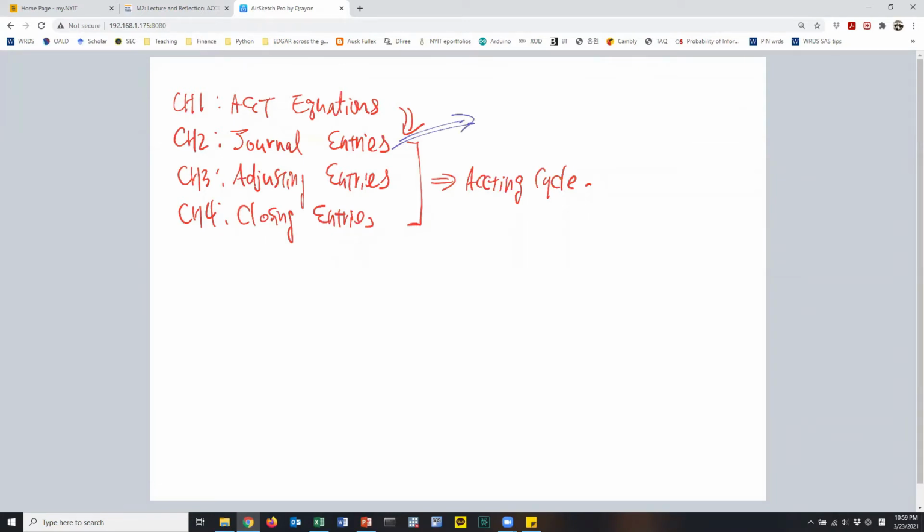Specifically, journal entries are recorded whenever there is a transaction during a period. Period can be anything based on your reporting purpose. It can be a month, it can be a quarter, it can be a year. But these two, adjusting and closing entries, are recorded at the end of period. Okay, that said, let's begin chapter 2.